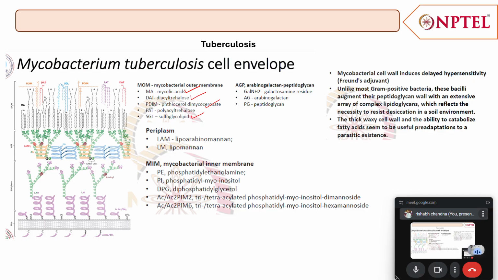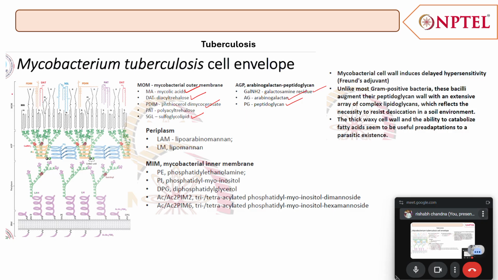Followed by the outer membrane, we have the AGP, that is arabinogalactan peptidoglycan. This is a different form of peptidoglycan that occurs naturally in the bacteria. It has galactosamine residues, arabinogalactan, and the peptidoglycan attached to it. Followed by this, we have the periplasm.